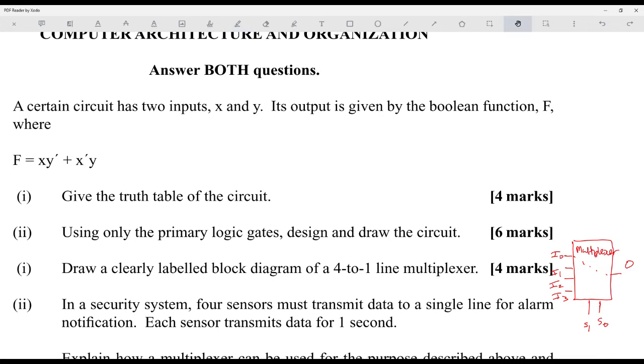Why do you get 4 marks? Well, I'll tell you. You get 1 mark for putting the inputs, 1 mark for naming the box, and 1 mark for the selection. And the 4th mark, I don't know. I'm not sure. They probably will give you a mark for labeling the inputs 0 to 3. Yeah, probably. That's my guess, but I'm not sure.